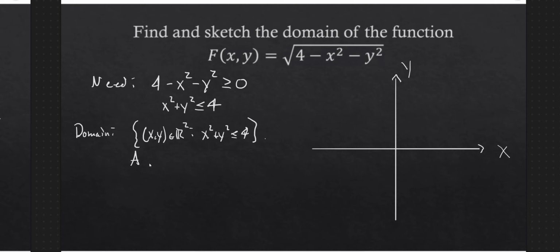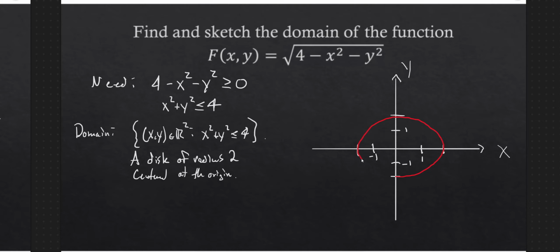So what we get is a disk of radius 2 centered at the origin. And let's go ahead and sketch that. So domains now look like regions in R2. This one in particular is a disk.